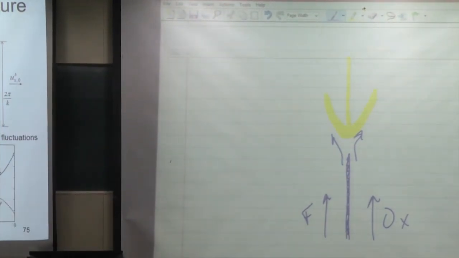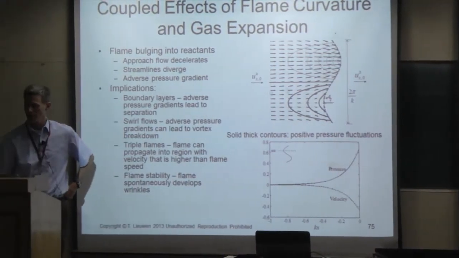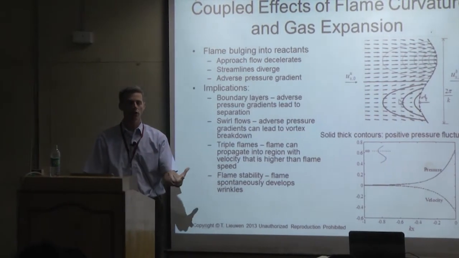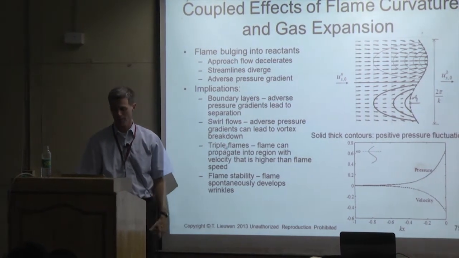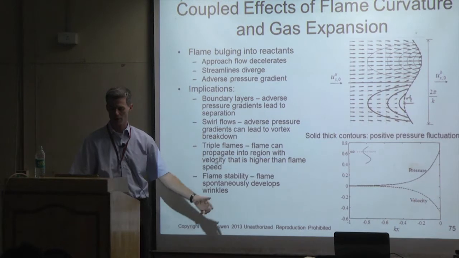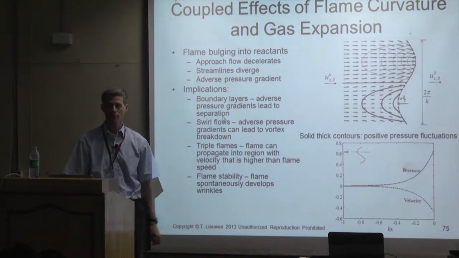So all these different things flow out of the same basic effect, that if you have an exothermic curved front, it changes the flow field in front of it. So that's why you get the Darrieus-Landau instability. That's why triple flames do what they do. And this is also why we can do some other things.